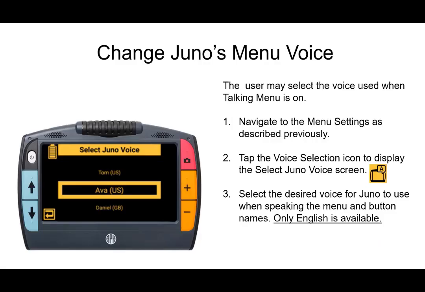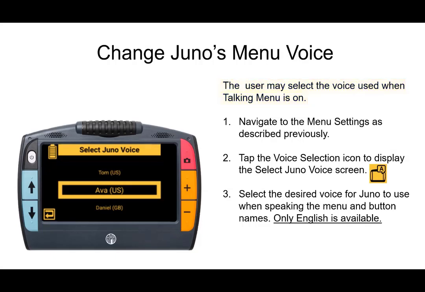As noted before, it's possible to change Juno's voice, and I guess a clarification note is necessary. This is where you would change the menu voice and the voice that Juno uses to read out the menus. The OCR voice is changed in a different location. The menu voice and the OCR voice can be 2 different voices. It's very important to know that. The user can select the voice used when the talking menu is on, and this is what it would sound like.